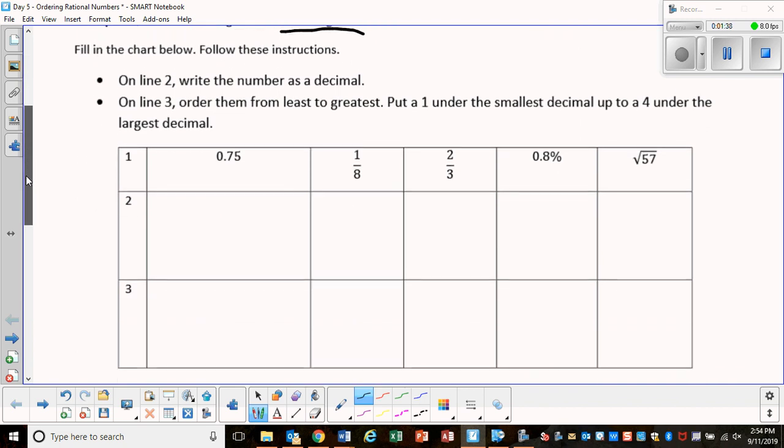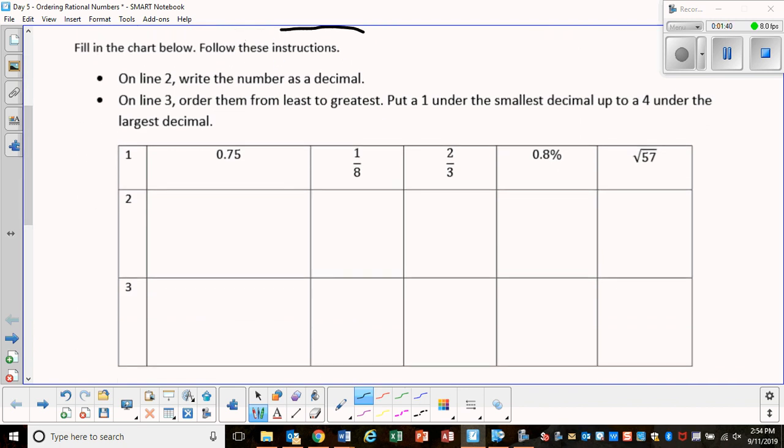We are going to fill in the chart below following these instructions. In line 2, right under the 5 numbers, we are going to write them in decimal form. The reason we're writing it in decimal form is look at all these different numbers. We have decimals, fractions, percents, and square roots. That's a lot of different numbers to think about.